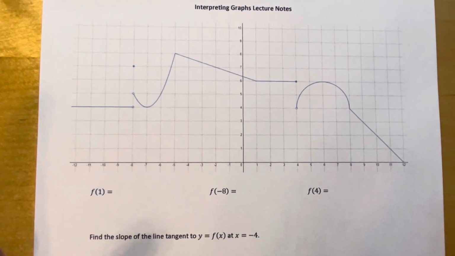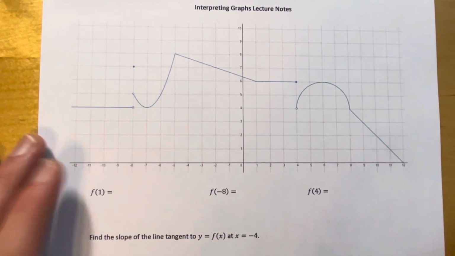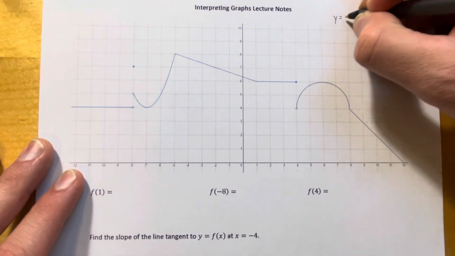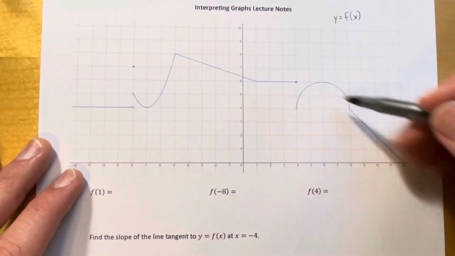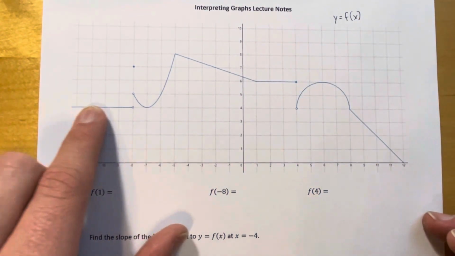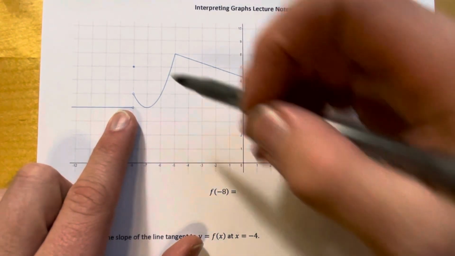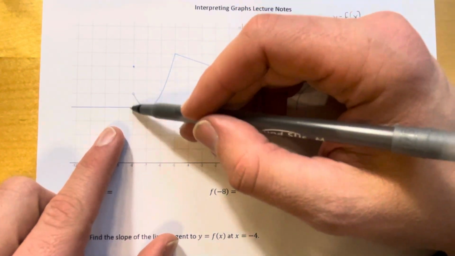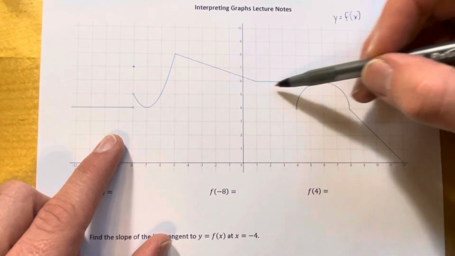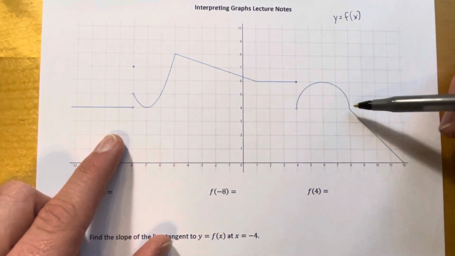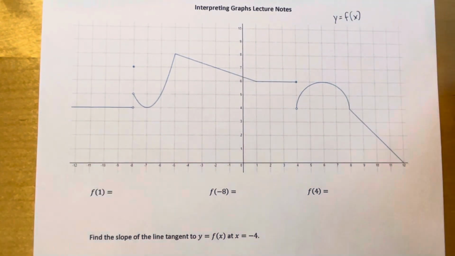So this is the graph of some function y equals f of x. And if you notice, it's got some weird stuff going on. There's a horizontal line that's part of the graph. There's a point that seems to not be connected to any of the curves. There's a thing that looks kind of like a parabola, and then a couple other lines, something that looks like a semicircle, and then one more line. So what we want to do is answer some questions just by reading what we see on this graph.